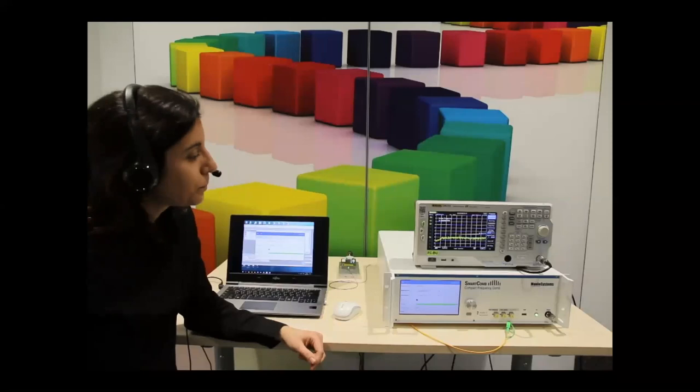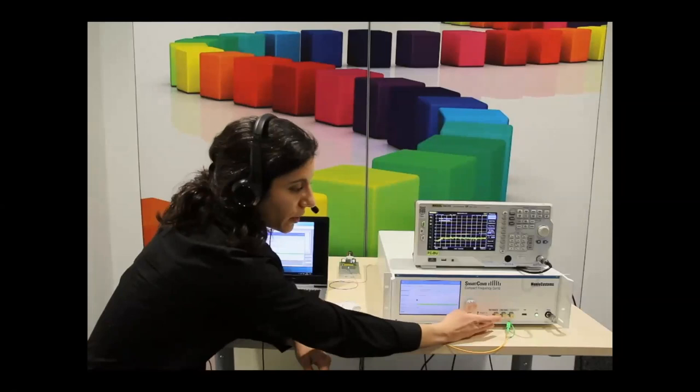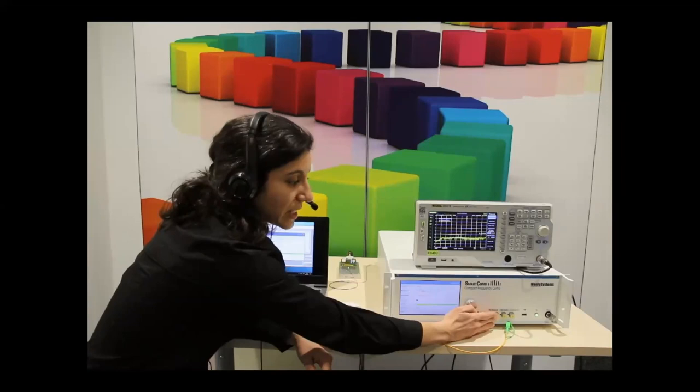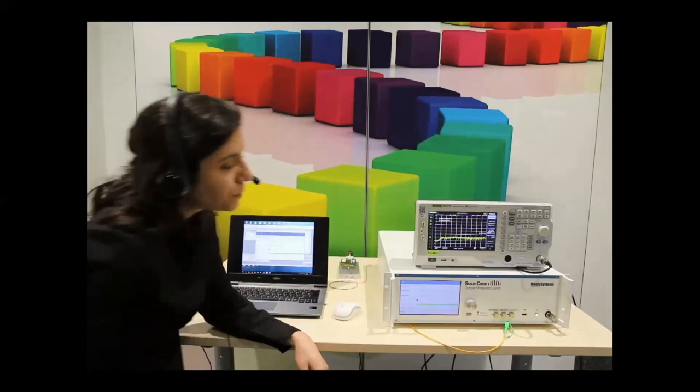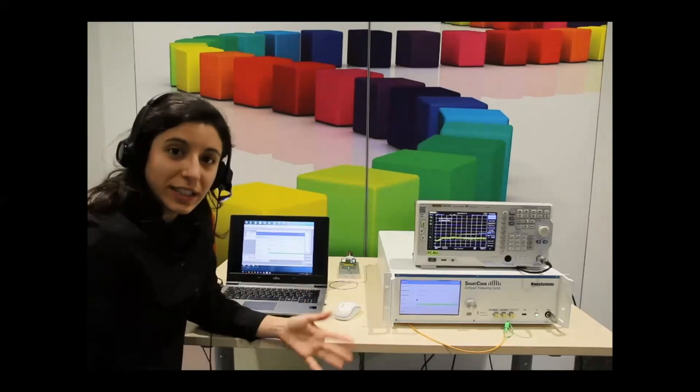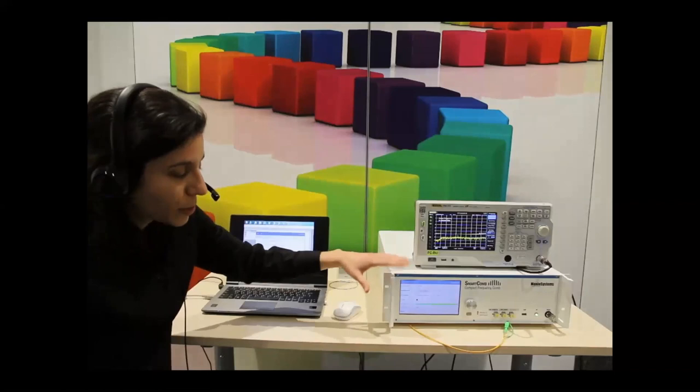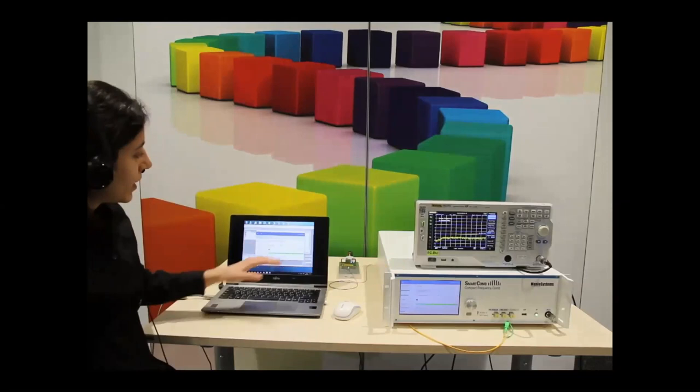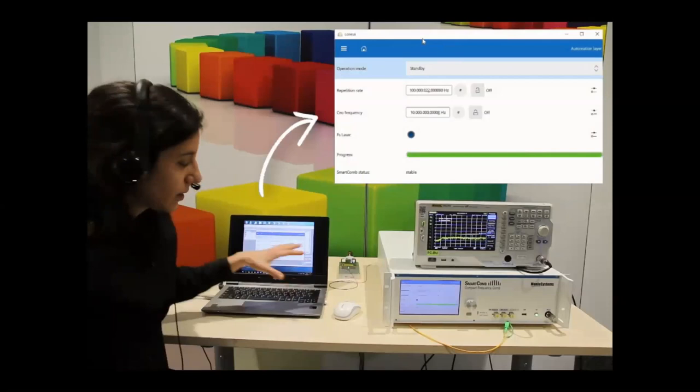So what you see here are the ports, one for input, another for the output. But you can have up to two input ports and up to six outputs. So it would go in a square all the way here. Here we have the spectrum analyzer for detecting the beat signal. And here is basically a touch screen which controls the SmartComb. It's basically a copy of what we can do also remotely with the laptop. So in this case, we will work with the laptop.